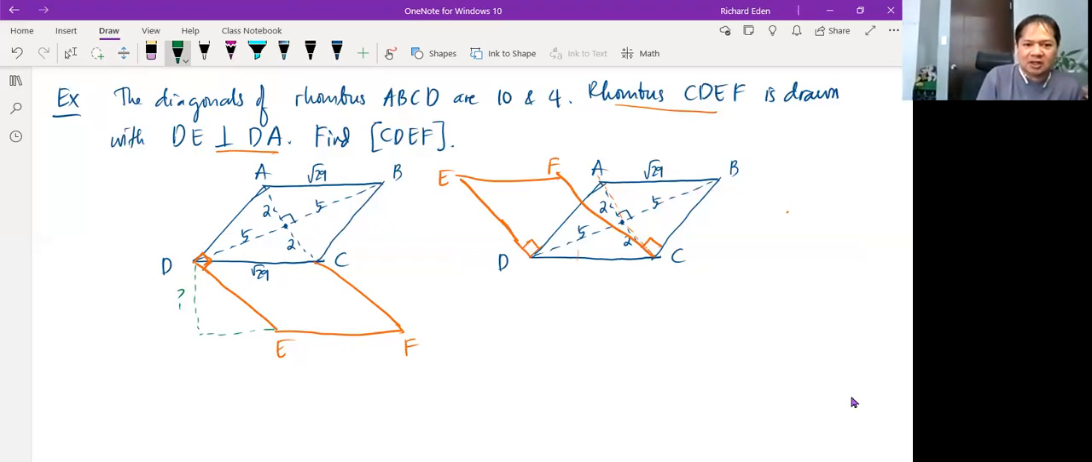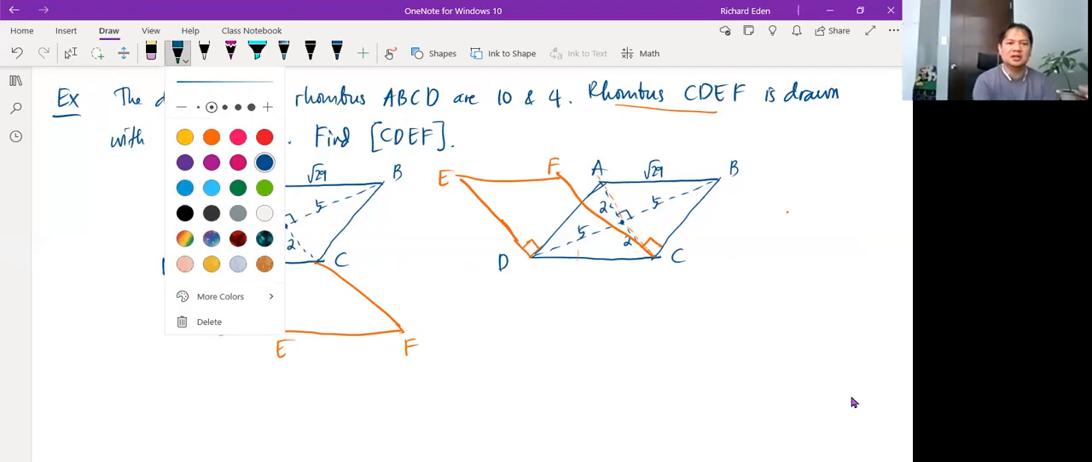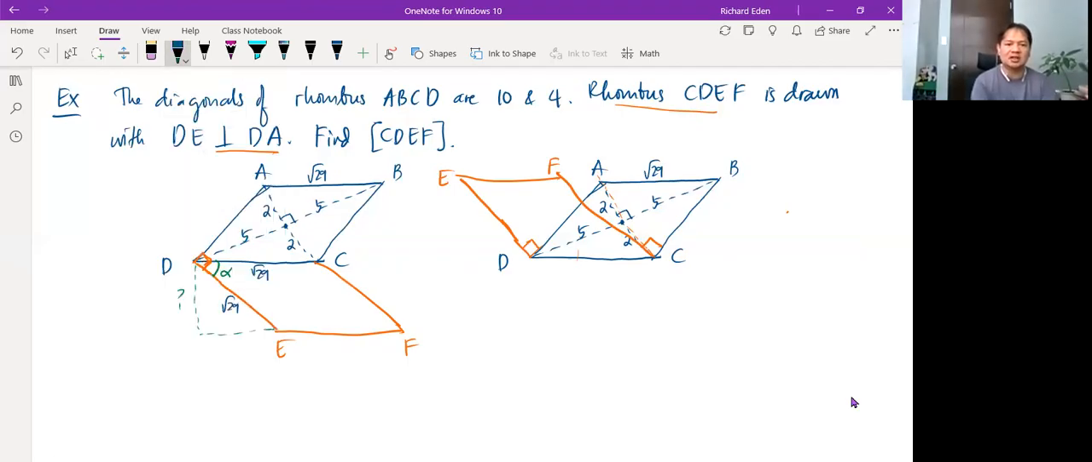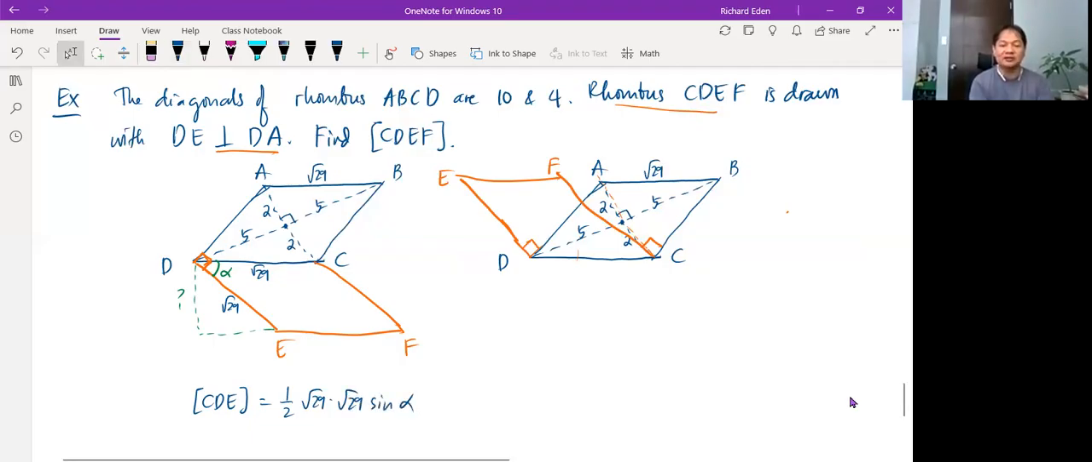For example, itong angle na to. How would knowing that angle help us? Kasi this is itong DE, square root of 29, di ba? Tapos I could, if I look at CDE, the included angle is alpha, and then the two sides are square root of 29 both. So you have half of the square root of 29 times the square root of 29 times the sine of alpha.